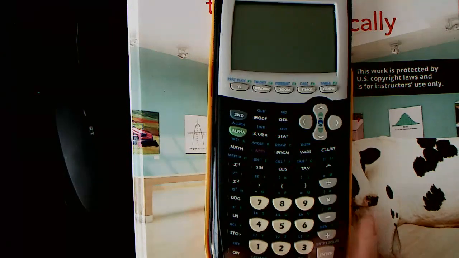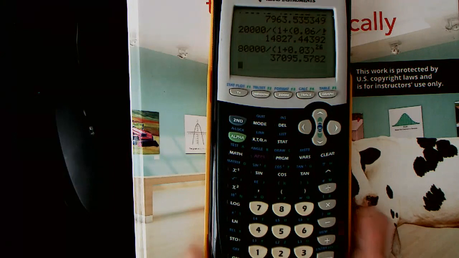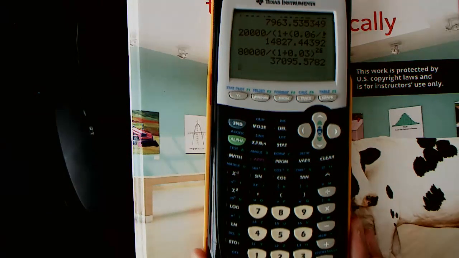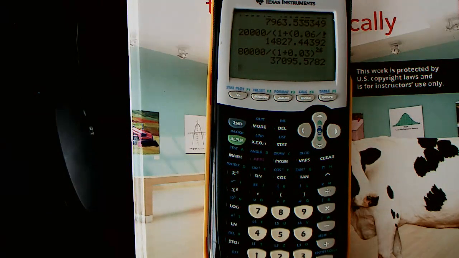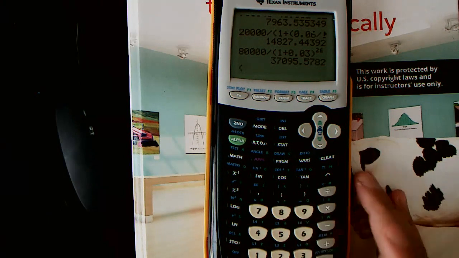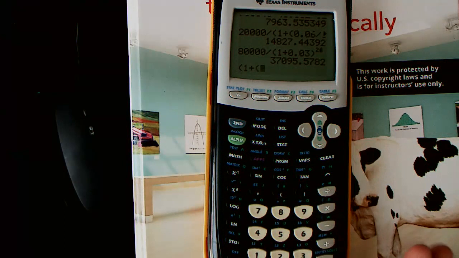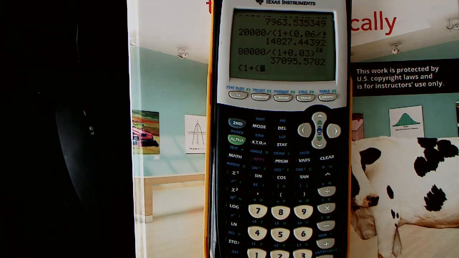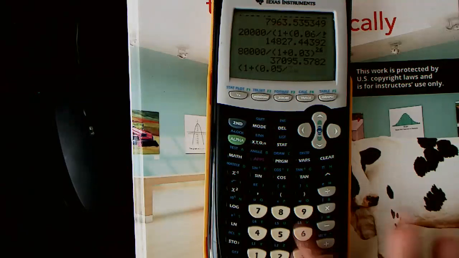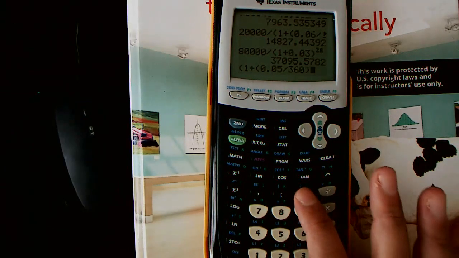Okay, so we are calculating the effective rate. We have a parentheses. In the parentheses, we have 1 plus the daily interest rate, right? Let me double check, what is the 0.05, 5%. So 0.05 divided by 360. So in the small parentheses, we have the nominal daily interest rate.